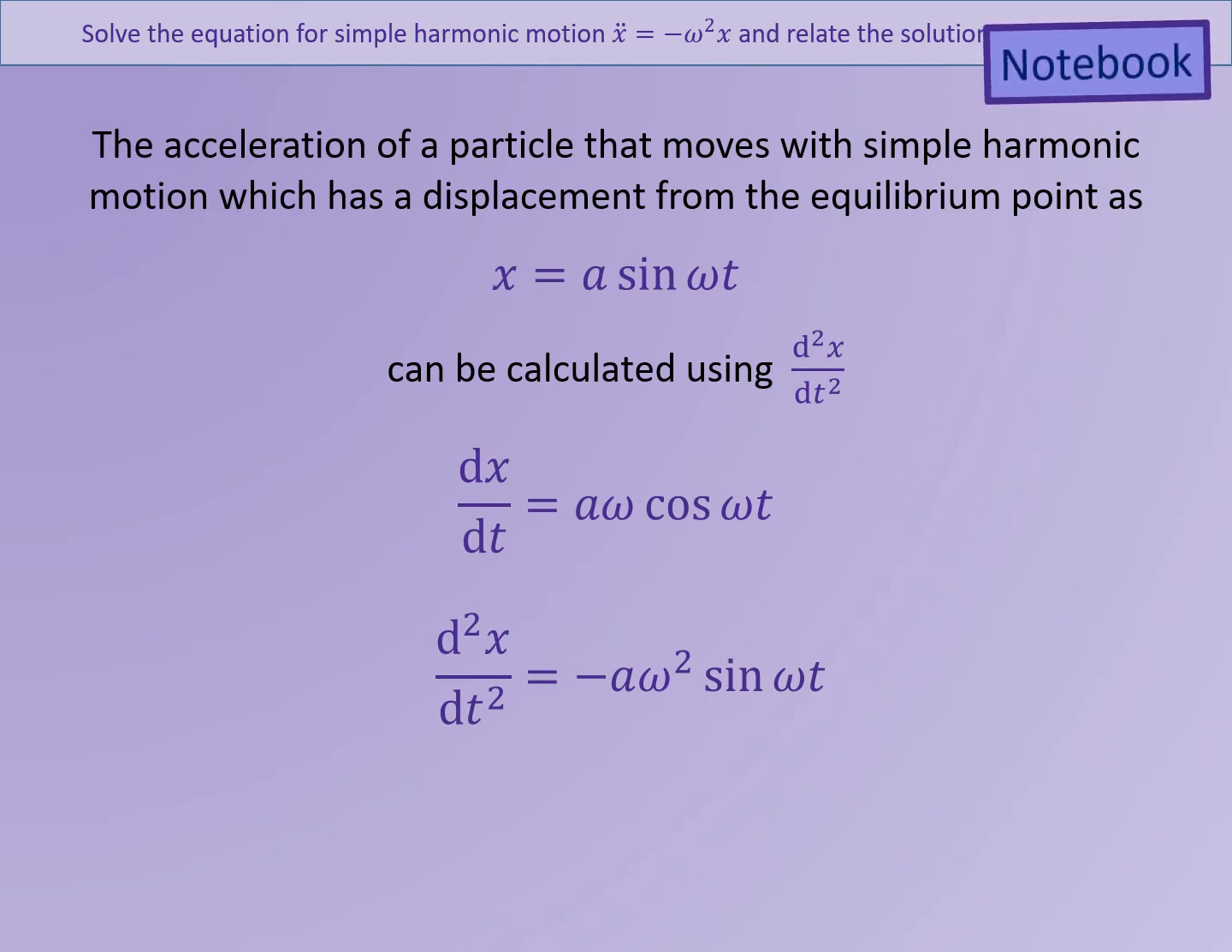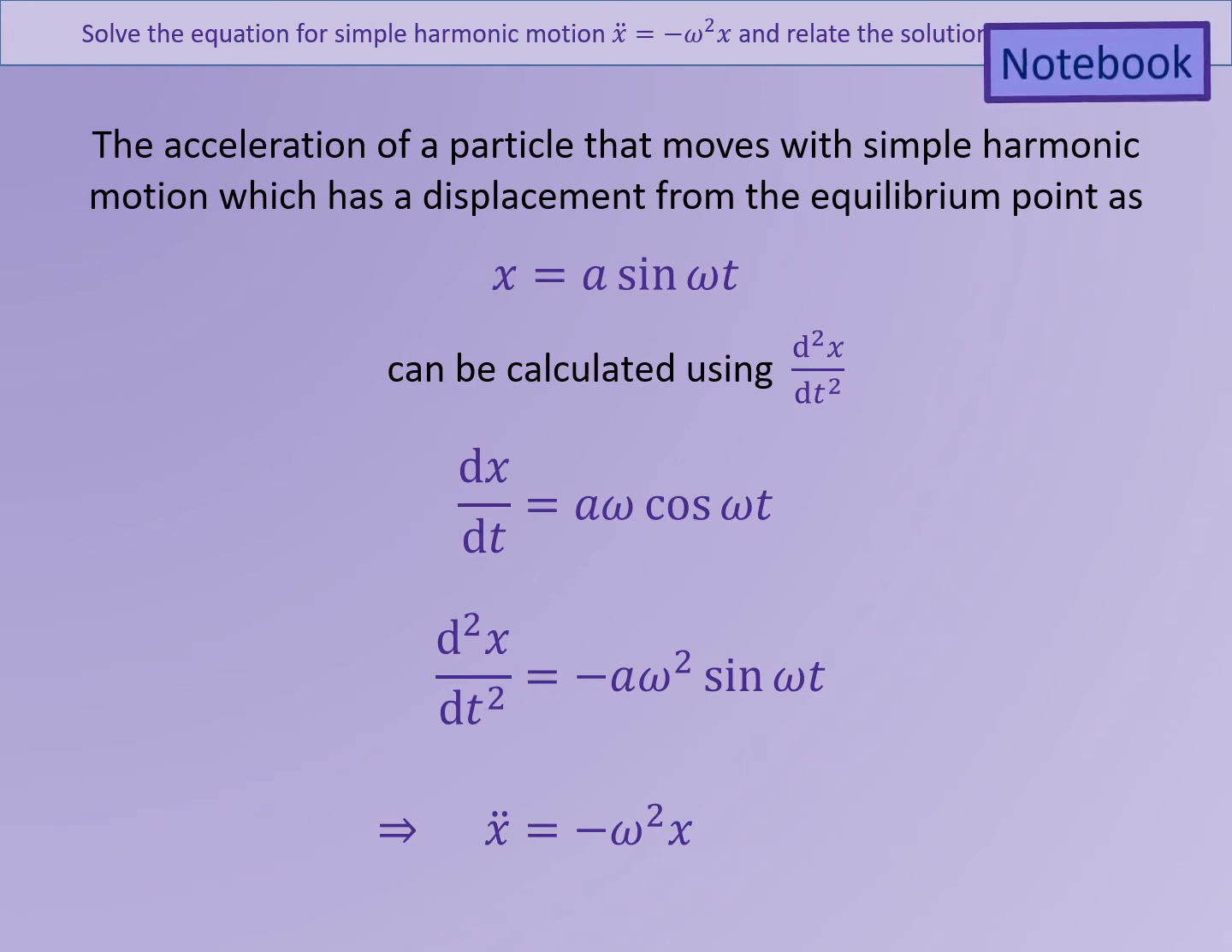Now notice that I have omega squared sine omega t. Now that, forget the omega squared, is a sine omega t. Now the a sine omega t is exactly the same as the starting position, x equals a sine omega t. So therefore, I end up with that equation just there.